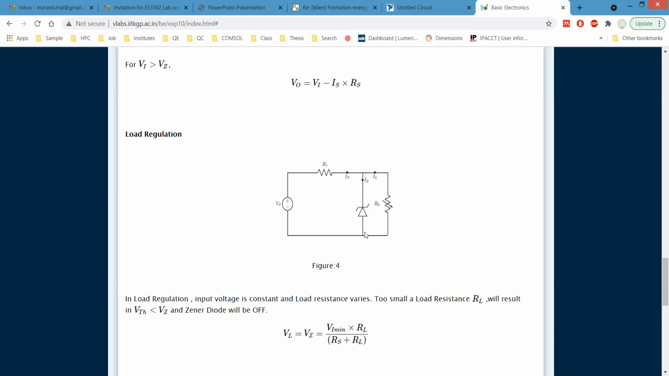Suppose we are trying to design a constant voltage source. The ideal voltage source should always maintain a particular constant voltage, irrespective of how much current you are drawing from that circuit.